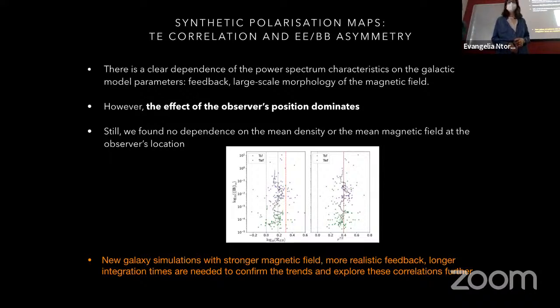Unfortunately, there are no questions in the chat. Is there any other question in the audience? I have one myself. You saw that a bar was formed when you let the spiral arms evolve on their own. Did you see any dependence on the magnetic field strength or shape, poloidal or toroidal?